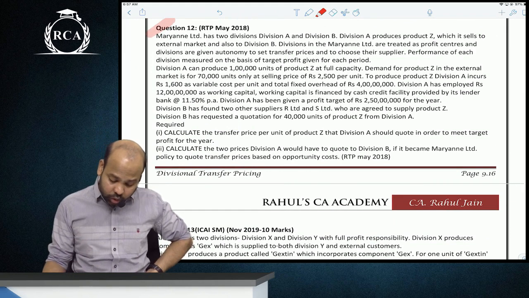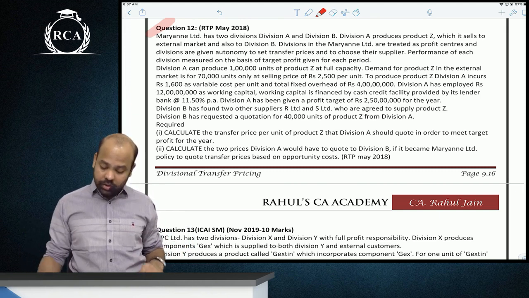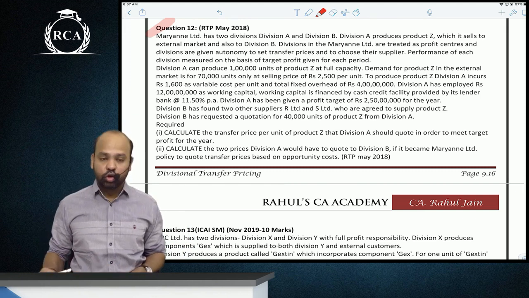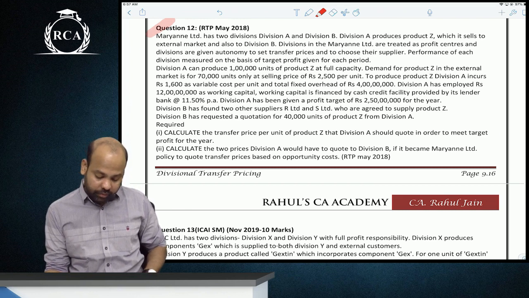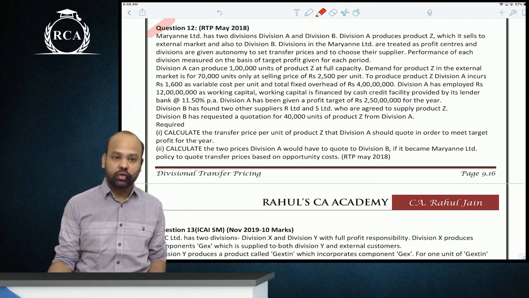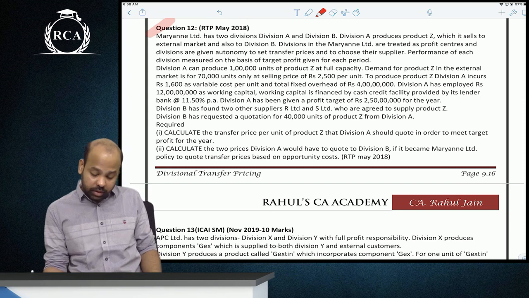Marianne Limited has two divisions, Division A and Division B. Division A produces product Z, which it sells to the external market and also to Division B. Divisions in Marianne Limited are treated as profit centers, and they are given autonomy to set transfer prices and to choose their supplier. Performance of each division is measured on the basis of target profit given for each period.